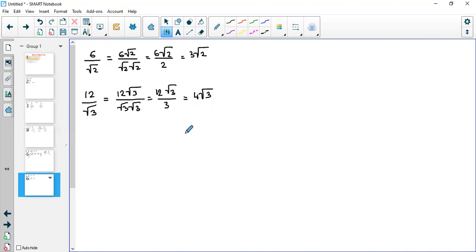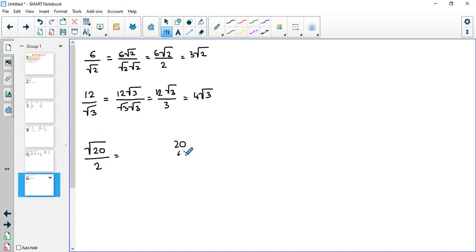Okay, now another kind of question which you might come across when you're simplifying is when the radicand is in the numerator. So you would find something like this. When the radicand is in the numerator, you have to find the square root of 20. So how do you find the square root of 20?